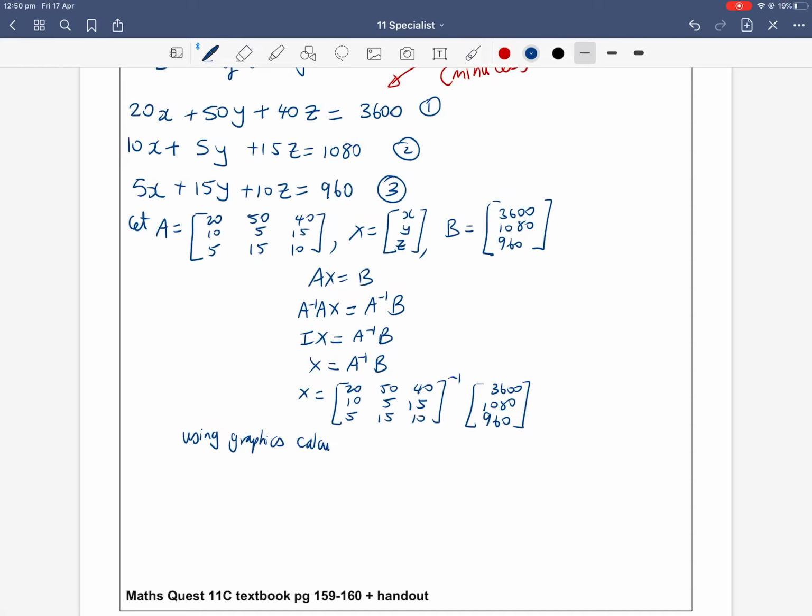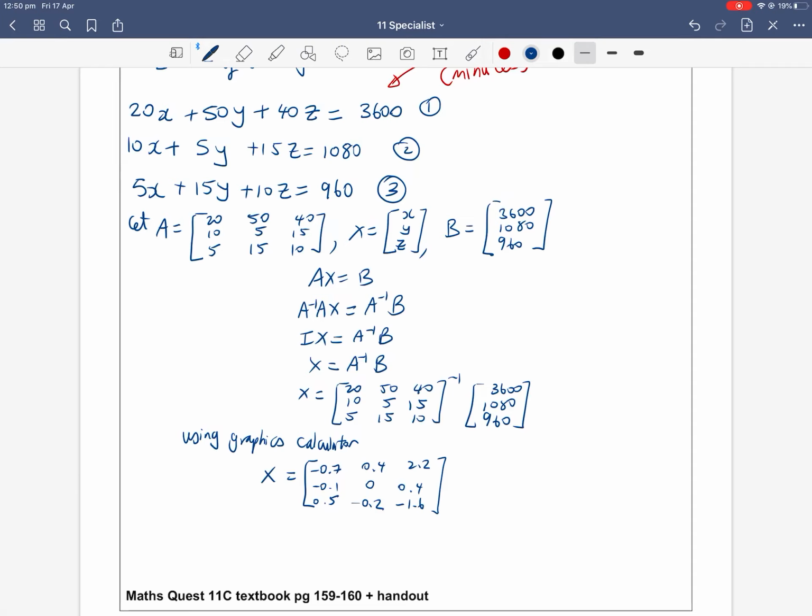So using a graphics calculator, A inverse is equal to negative 0.7, negative 0.1, 0.5, 0.4, 0, negative 0.2, 2.2, and 0.4, and negative 1.6.